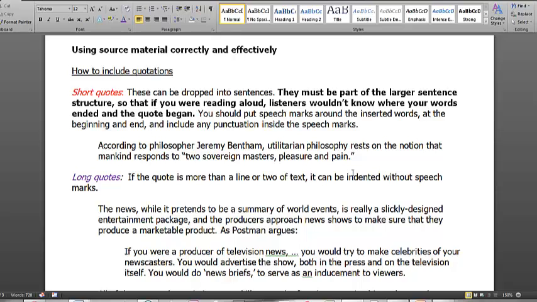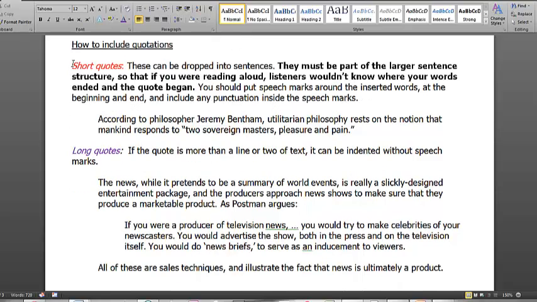There are two types that we'll look at right now. Those are short quotes and long quotes. Short quotes can easily be dropped into sentences. Of course, they have to be part of the larger sentence structure. So one way to know that that's going on is that if you are reading something out loud, the people who are listening wouldn't know where your words ended and the quote began.